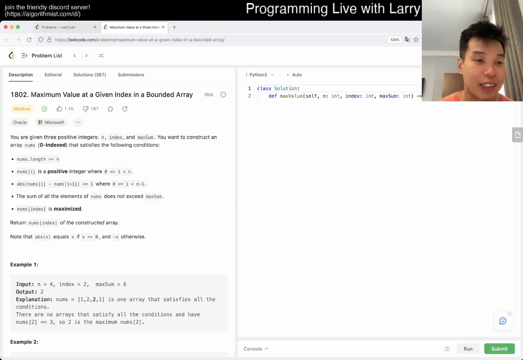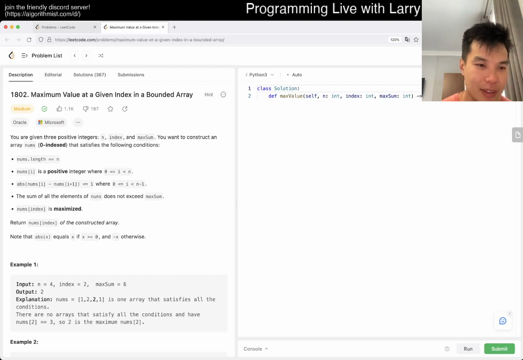But okay, let's look at today's problem 1802, maximum value at a given index in a bounded array. Okay, what does that even mean? So you have three things, n, index and max sum. You want to construct a nums array such that, okay, the n number, so it's a construction problem, or what do they call it? Constructive problem.